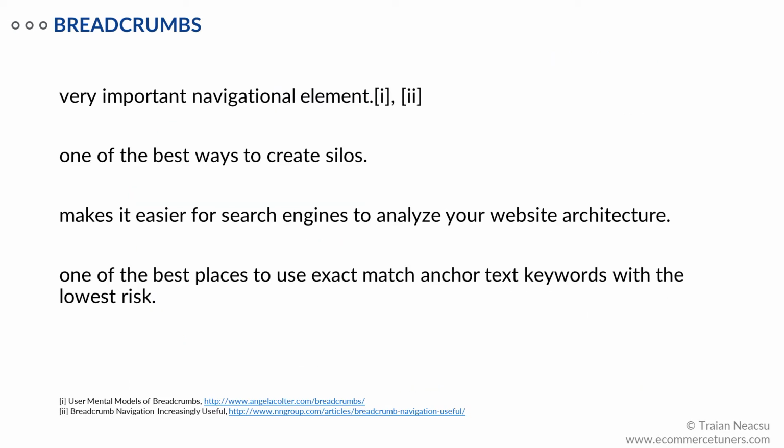Breadcrumbs are frequently neglected as an SEO factor, but here are a few good reasons for you to pay more attention to them. Breadcrumb links are very important navigational elements that communicate the location of a page in the website hierarchy to users and help them easily navigate around the website. Breadcrumbs are one of the best ways to create silos by allowing search engine bots to crawl vertically upwards in the taxonomy. Breadcrumb navigation makes it easier for search engines to analyze and understand your site architecture. Breadcrumbs are one of the safest places to use exact anchor text keywords.